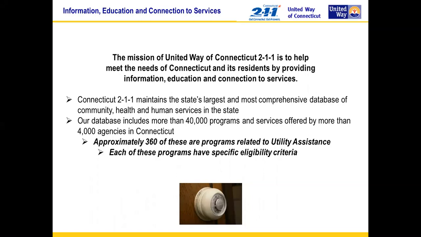So our staff here who are handling the calls will do a full assessment and make sure that they're addressing all of those needs. So here on the screen now is our mission here at the United Way of Connecticut. We really want to help meet the needs of Connecticut and its residents by providing information, education, and connection to services. We do that by having the largest and most comprehensive database of health and human services in the state. We maintain that, myself and my team. We have more than 40,000 programs offered at more than 4,000 agencies in Connecticut.